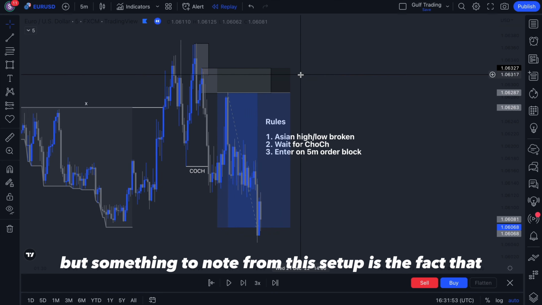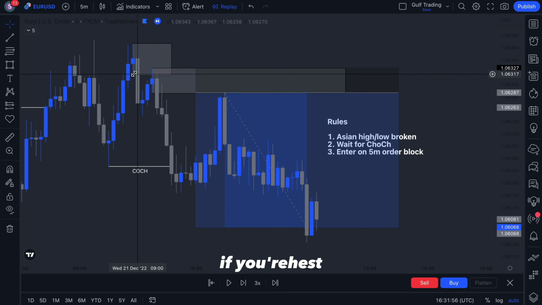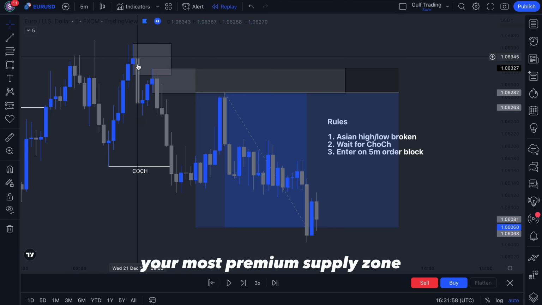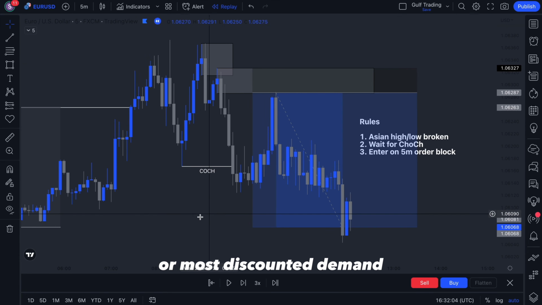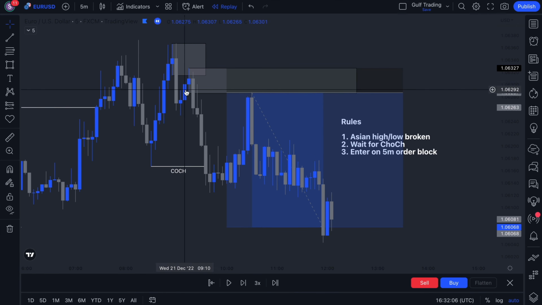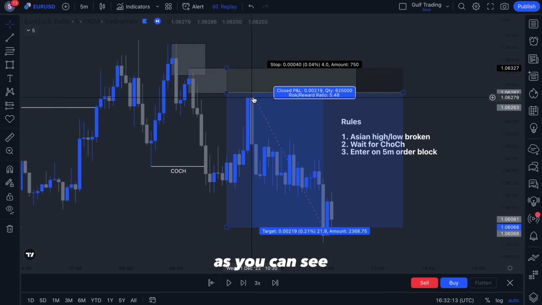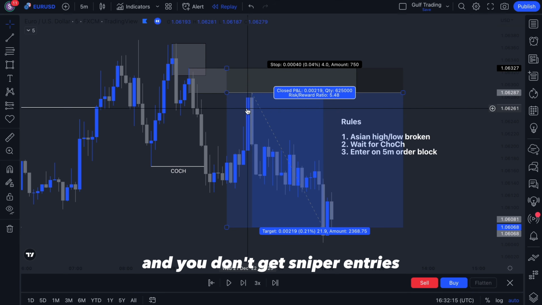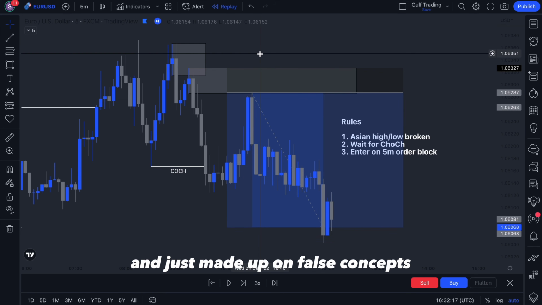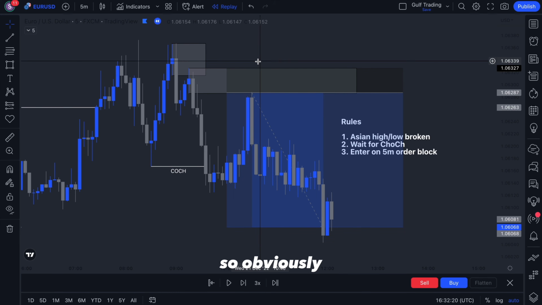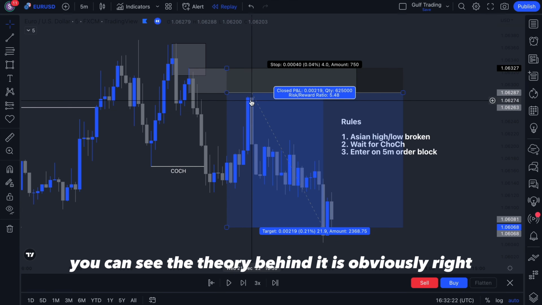But something to note from this setup is the fact that if your highest, your most premium supply zone or most discounted demand zone has already been mitigated, then you want to go from the next one on. So that's going to be this one here. As you can see, sniper entry. And you don't get sniper entries with strategies that don't work and are just made up on false concepts. So obviously you can see the theory behind it is right.